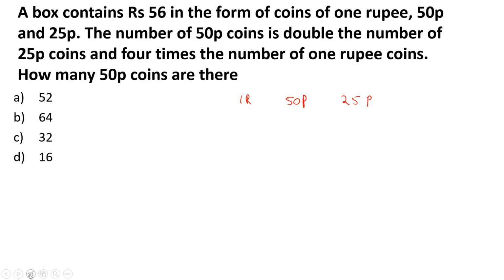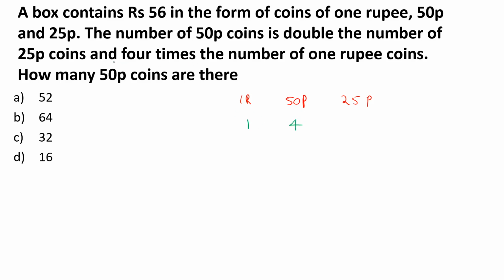The ratio of the number of coins: the number of 50 paisa coins is double the number of 25 paisa coins and 4 times the number of 1 rupee coins. Let us assume the number of 1 rupee coins is 1. Then the number of 50 paisa coins is 4 times the 1 rupee coins, that is 4.